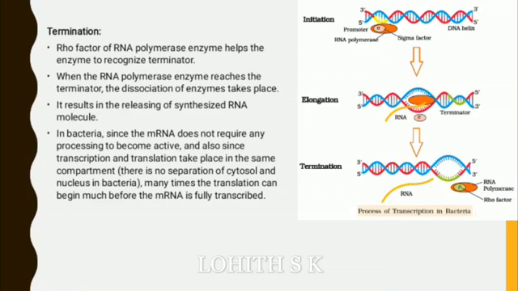This point mainly differentiates prokaryotic transcription from eukaryotic transcription, because even in eukaryotic cells the general steps are exactly similar to those in prokaryotic cells. So in bacteria, that means in prokaryotic cells, the mRNA does not require any processing to become active; the mRNA is directly produced as a functional molecule. Also, transcription and translation take place in the same compartment, the cytoplasm itself. So there is no separation of cytosol and nucleus in bacteria, and many times the translation can begin much before the mRNA is fully transcribed.